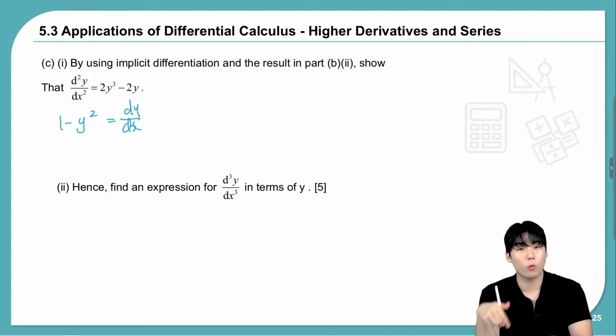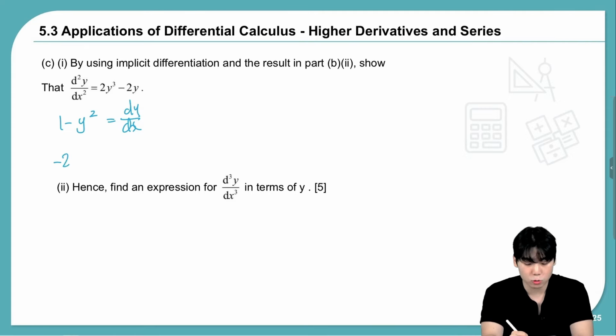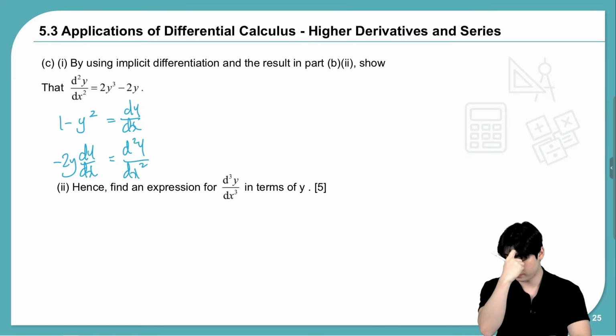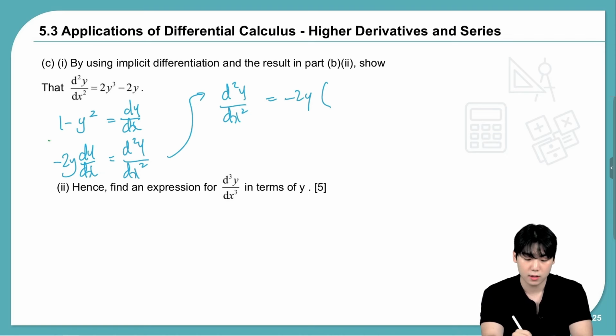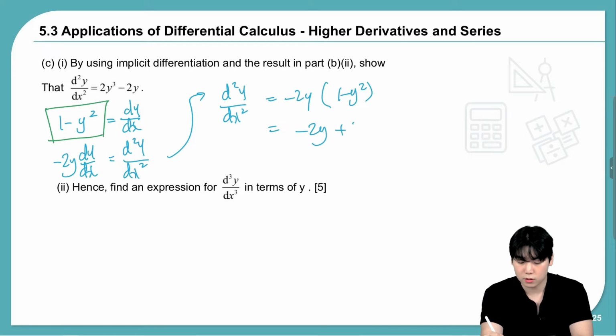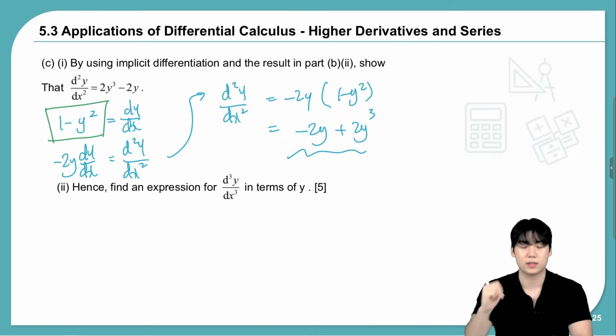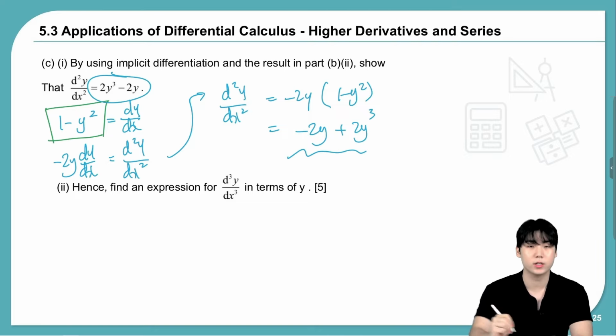Differentiating term by term, 1 will become 0, and minus y squared is minus 2y dy/dx, which is equal to d2y/dx squared, right? So d2y/dx squared is nothing but minus 2y times dy/dx. What was dy/dx? dy/dx was this, right? I can sub that in, 1 minus y squared, and hence I have minus 2y plus 2y cubed. That's how we show it, all right? That conforms with the question.